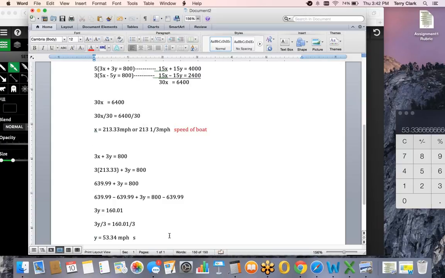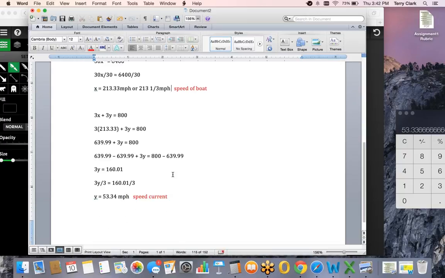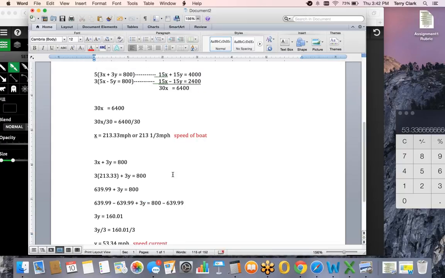And we know the speed of the wind, speed of the current. Speed of boat, speed of current. Okay, so we got both. We got the speed of the boat and the speed of the current. The speed of the boat is 213 miles per hour, and the speed of the current is 53 miles per hour. And I suppose there's some places in the world where the river is actually moving at around 60 miles per hour, but that's definitely white, you know, rapid type water speed.